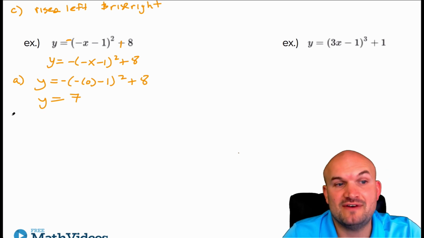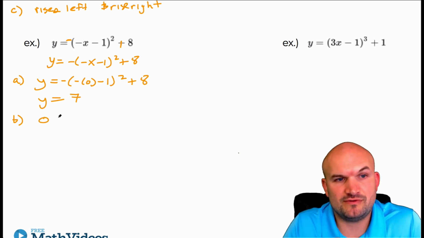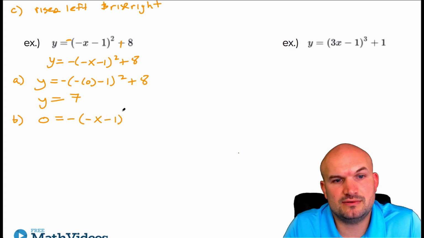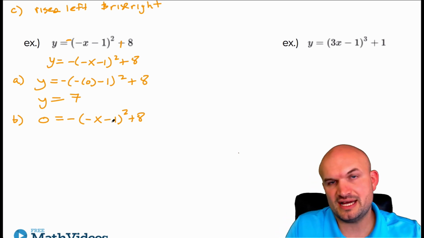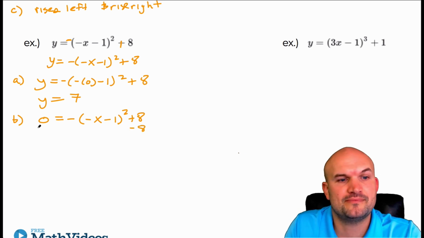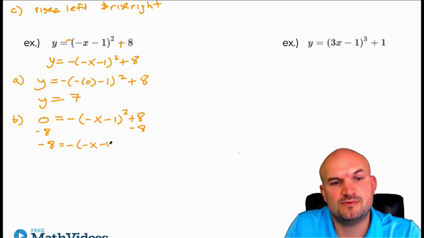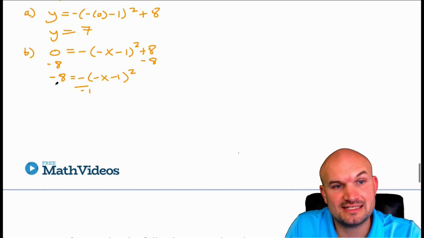Now, when we go ahead and find the real zeros, again we're setting our function equal to 0 and solving for x. So negative (x minus 1) squared plus 8 equals 0. What's important here is before we can solve inside of this binomial, we have to undo all the operations on the outside. So we're going to have to subtract an 8 first. Therefore, we have negative 8 equals negative (x minus 1) squared. Now I need to get rid of this negative. That's the last operation on the outside. So now I have a positive 8 equals (x minus 1) squared.